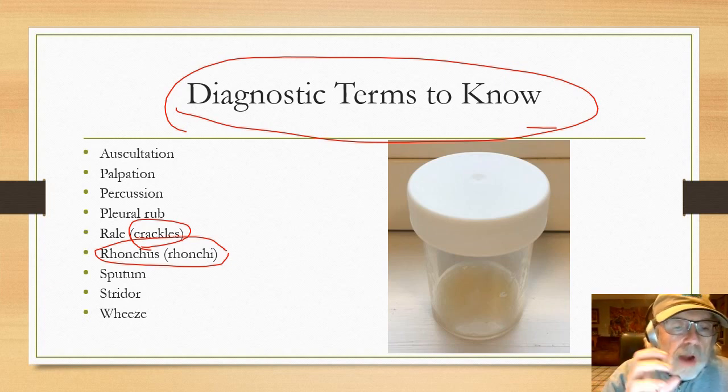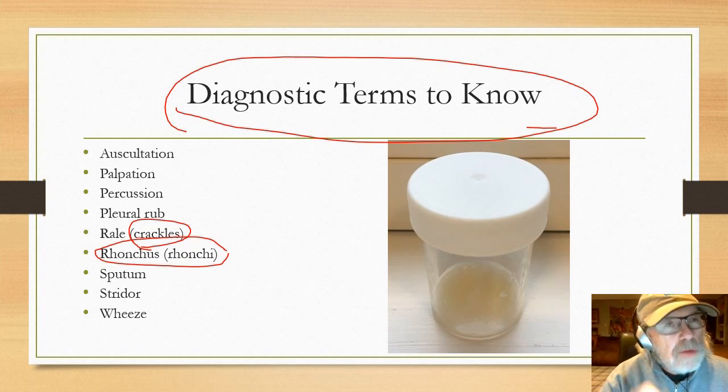Where the rales or crackles usually involve the small airways in the alveoli, the rhonchus usually means there's a lot of garbage and gunk and debris and fluid and pus and sputum and stuff like that in the larger airways. Okay, so those are called rhonchi.